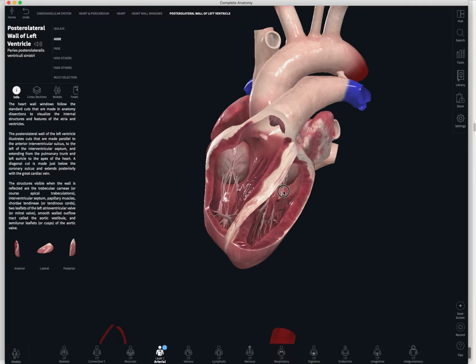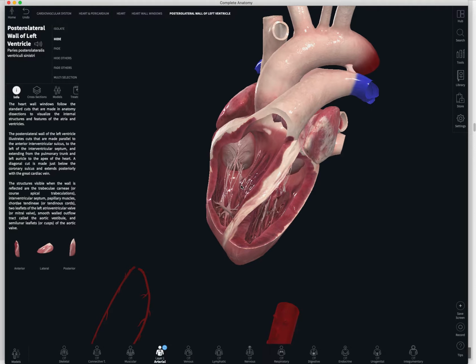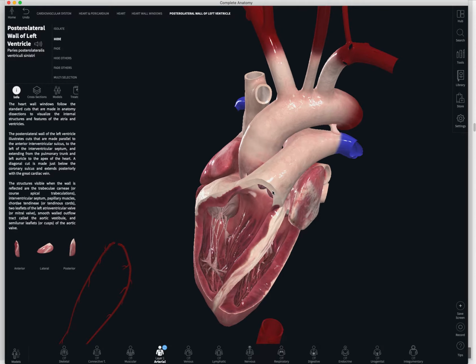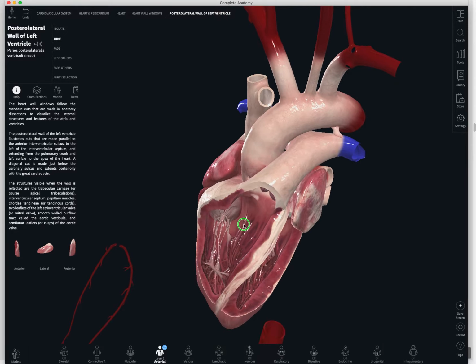So internally, dividing the left ventricle from the right ventricle is a septum known by the name of interventricular septum. Hard to visualize here, but there is a similar structure separating your two atria, and that is termed the interatrial septum.